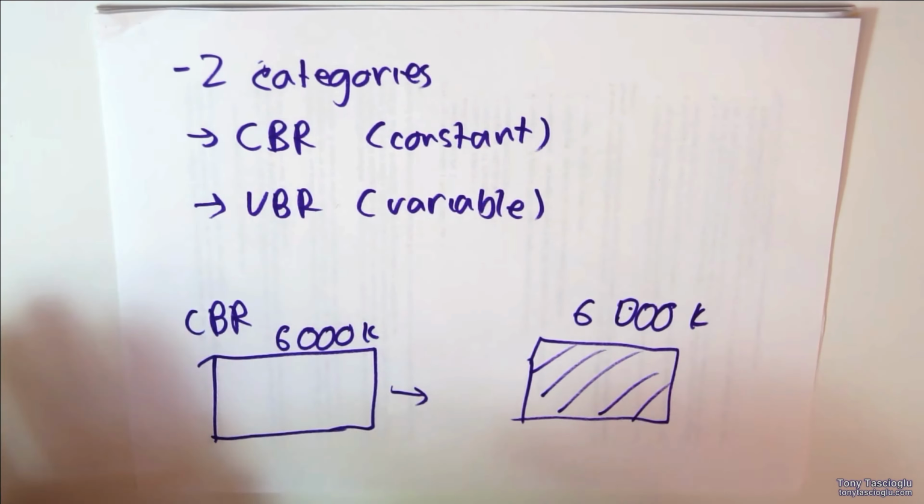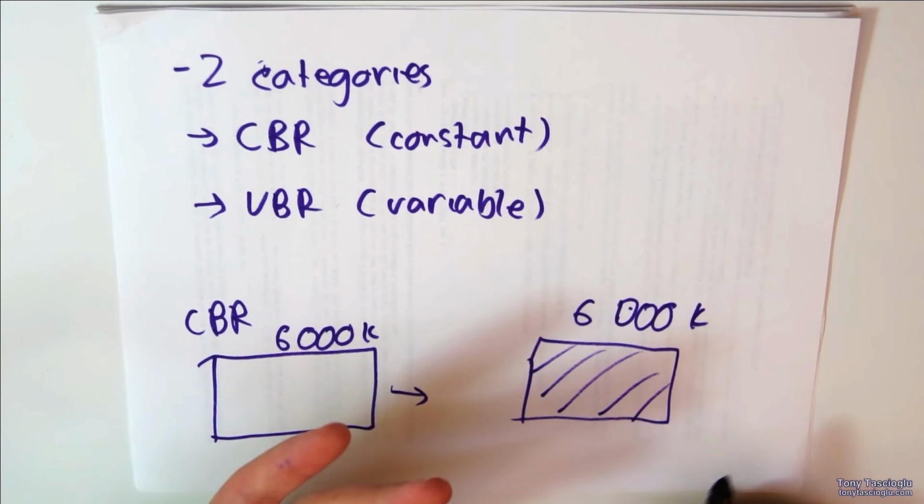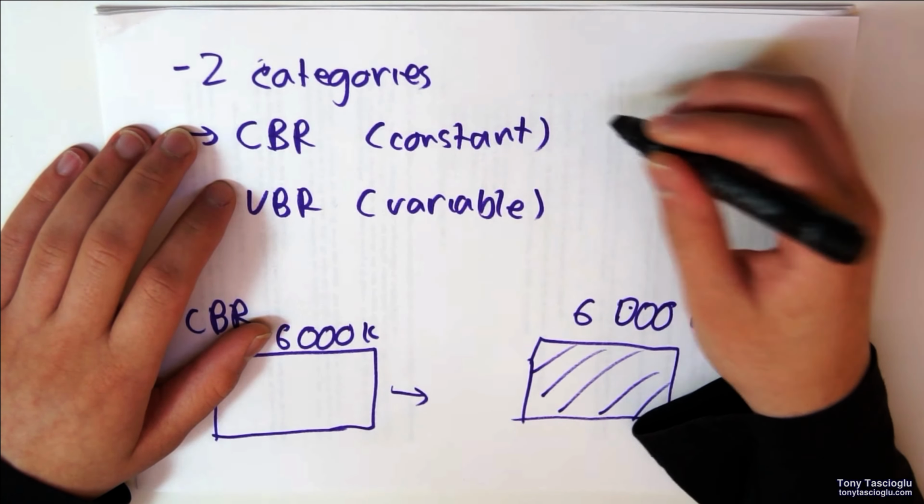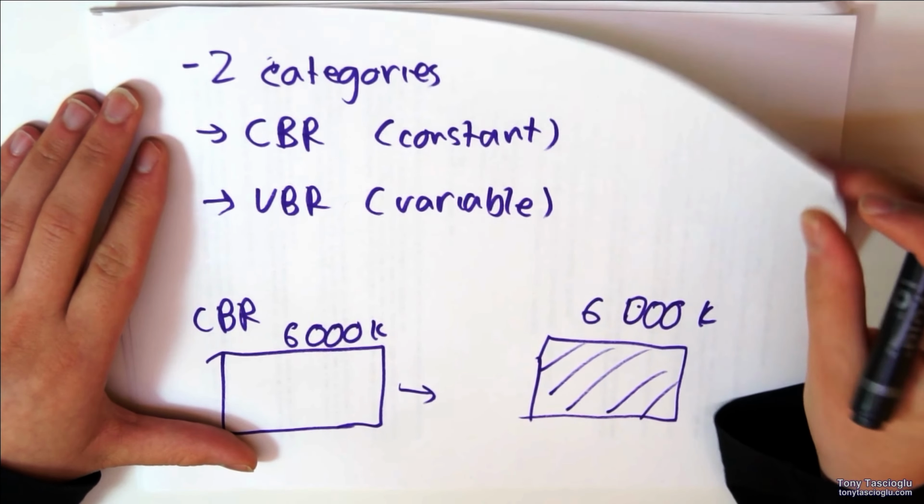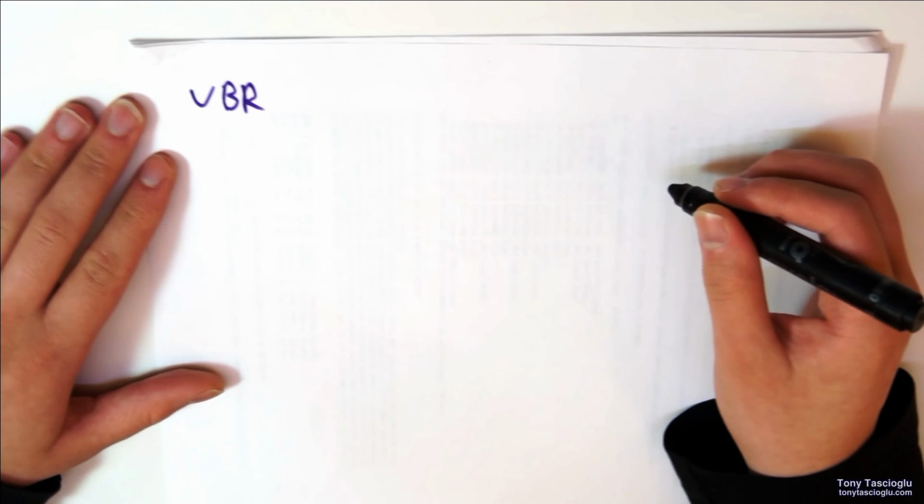If you're playing a game though, and you're constantly turning around, 6,000 probably not going to be enough, and you're going to start seeing artifacting, such as blocking, as we saw with JPEG. Now, what do we do then? Well, that leads to the second alternative, which is VBR, variable bitrate.